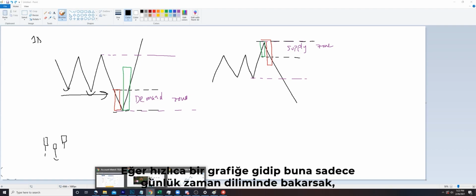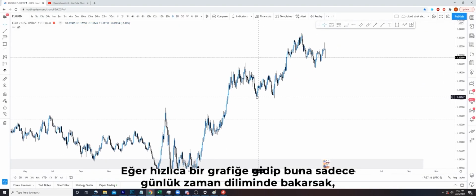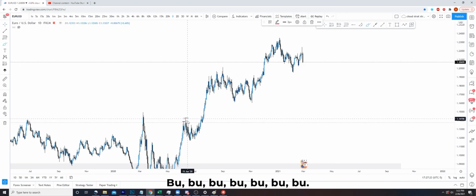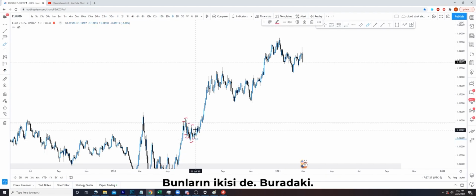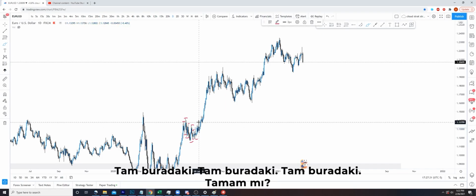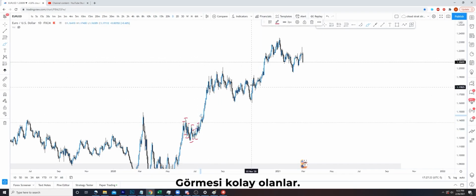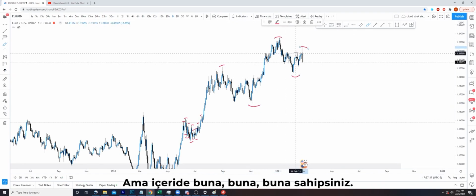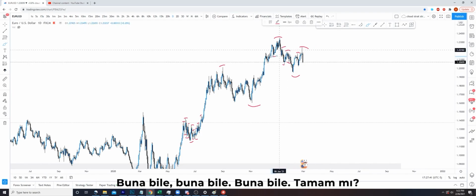If we go to a chart very quickly and take a look at this just on the daily time frame, the swings that exist in this market are as follows: this one, this one, this one, this one, this one, this one, this one, both of these, this one here, this one inside, no, actually that one doesn't count, this one right here, this one right here, this one right here. The ones that are easy to see, this one, this one, this one, but inside you have this one, this one, this one, even this one, even this one, even this one.